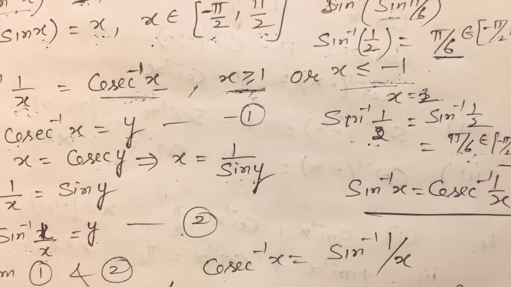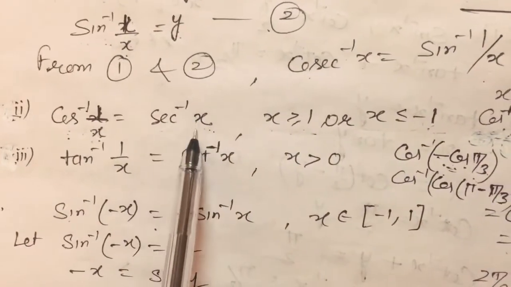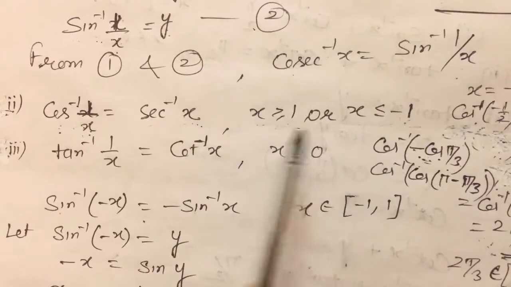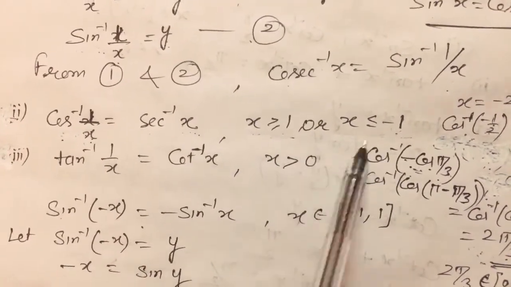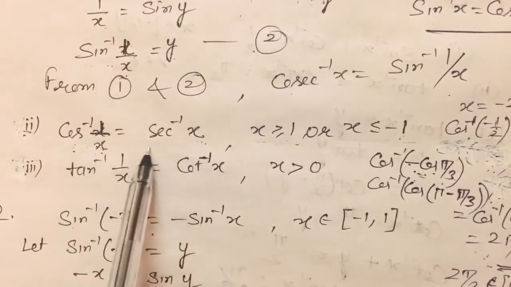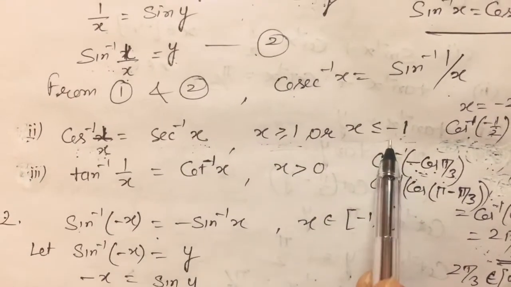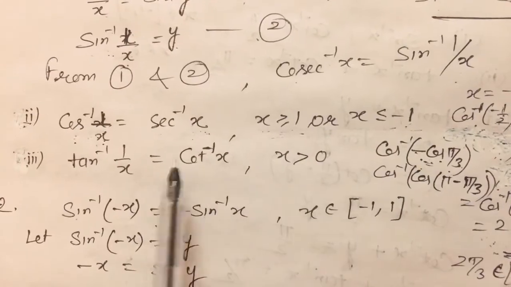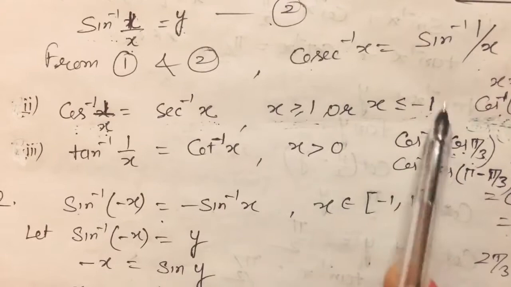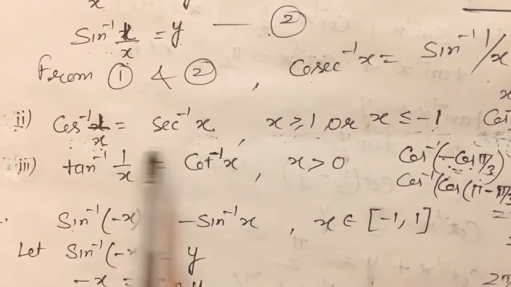In the similar way, for the second part, cos inverse 1/x we can write as equal to secant inverse x, and here the domain of x is the intersection of both of the domains. Here it is the principal branch, and the intersection of the two domains will be written here. In all properties, the value of x written will be the intersection of both these domains, the principal branch of the domain.